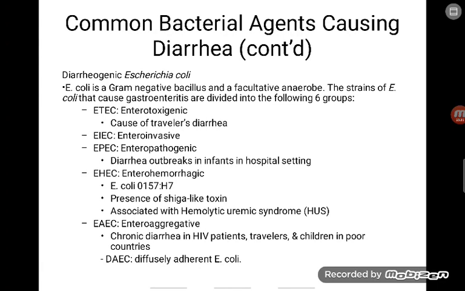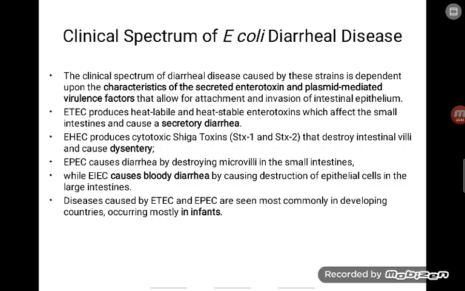We have enteroaggregative E. coli, which causes chronic diarrhea in HIV patients, travelers, and children in poor countries. Also, we have diffusely adherent E. coli. The clinical spectrum of diarrheal disease caused by these strains depends upon the characteristics of the secreted enterotoxin and the plasmid-mediated virulence factors that allow for attachment and invasion of the intestinal epithelium.